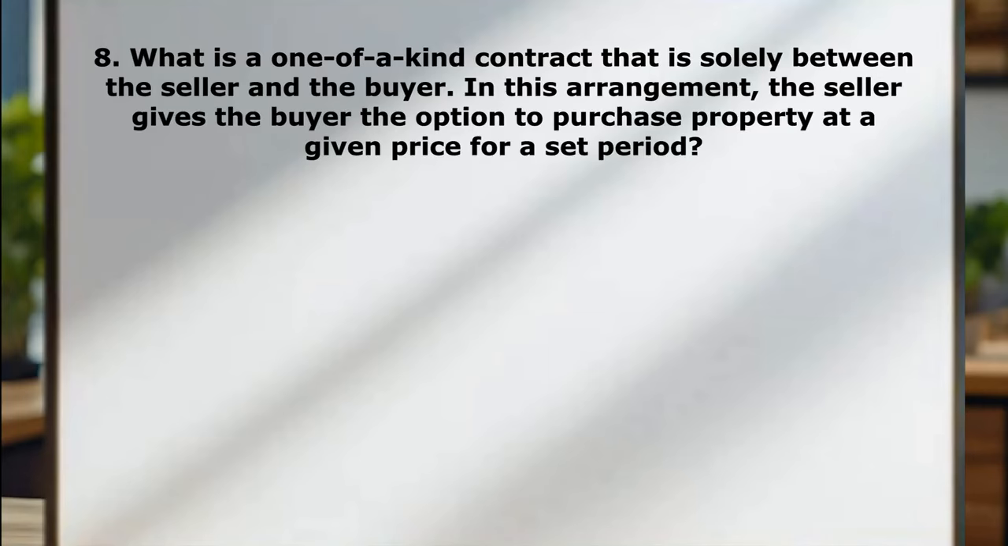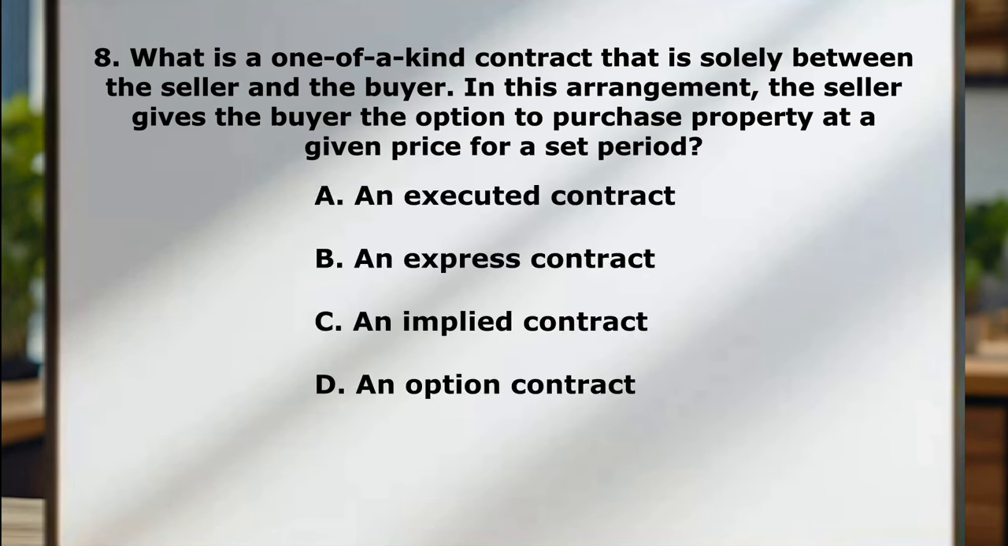All right, question number 8. What is a one-of-a-kind contract that is solely between the seller and the buyer? In this arrangement, the seller gives the buyer the option to purchase property at a given price for a set period. A, an executed contract. B, an express contract. C, an implied contract. D, an option contract. Answer D, a real estate option contract.